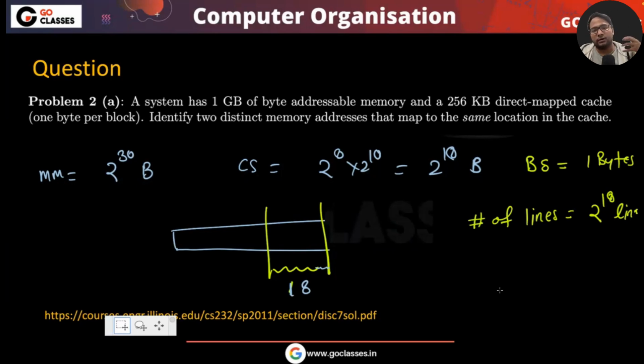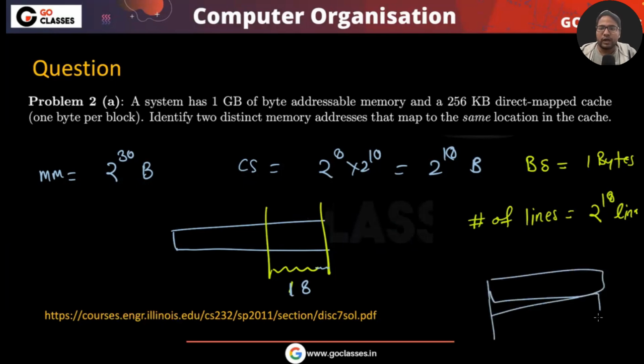Whatever the block number, not the line number. So every block just has 1 byte, which means I don't need to go inside it. I just say that whatever the block number is, it is the same as my byte number, which means the byte address or block address are like this. Let's suppose I store 1 byte here, another byte here, 1 byte here, 1 byte here, right?